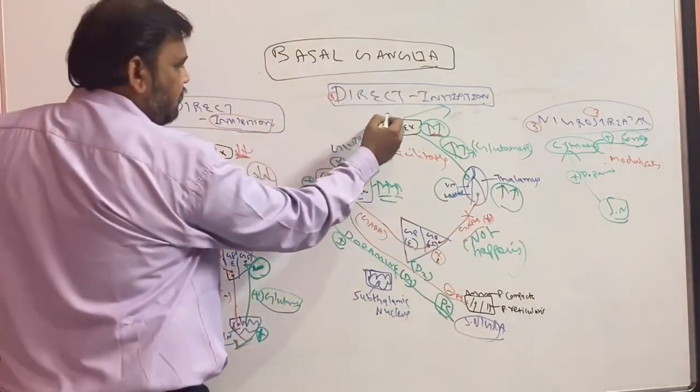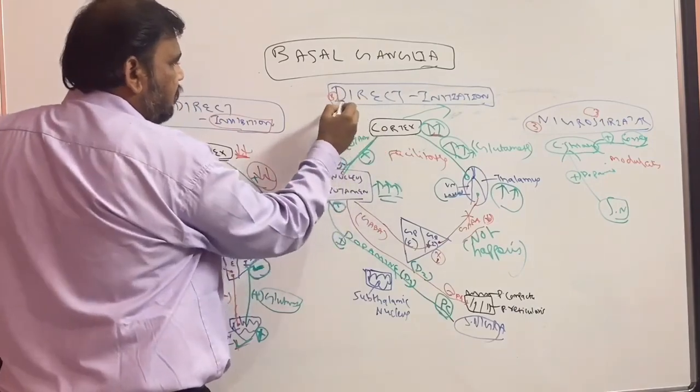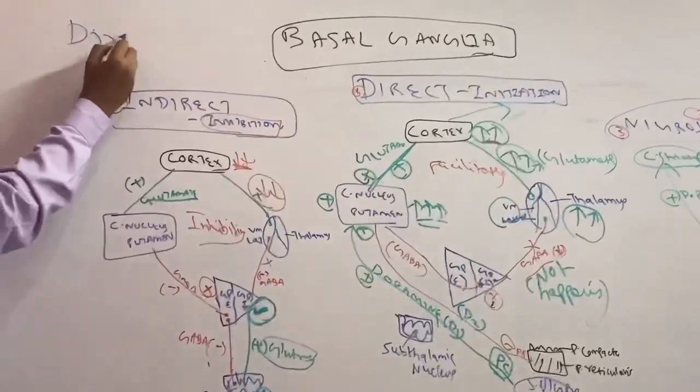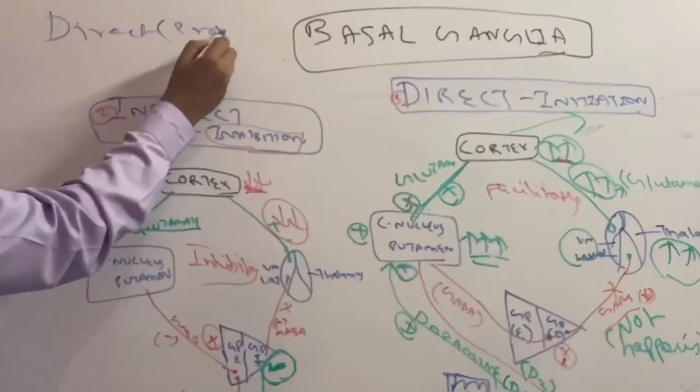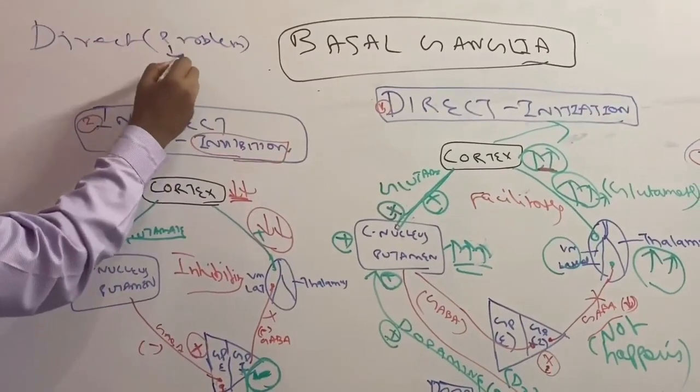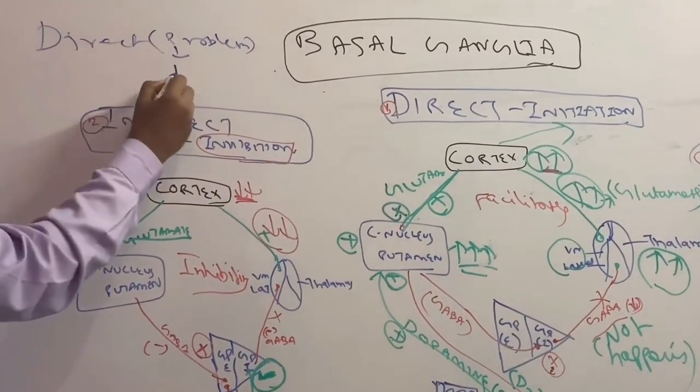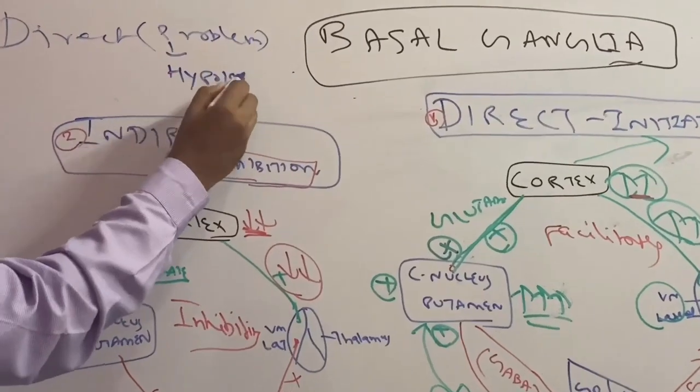Imagine this is affected because of some problem, the direct pathway, I will write it here. So direct pathway problem. So what happens? Initiation of movements is difficult. Our movement will be very, very less. That is called hypokinesia.